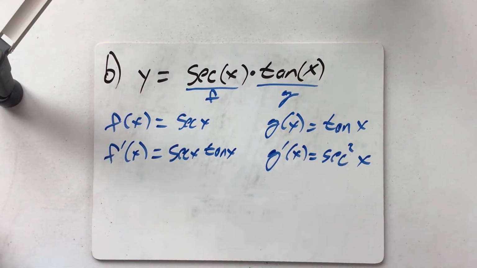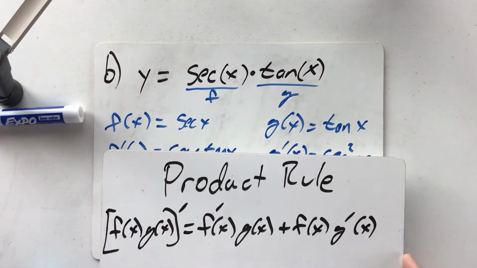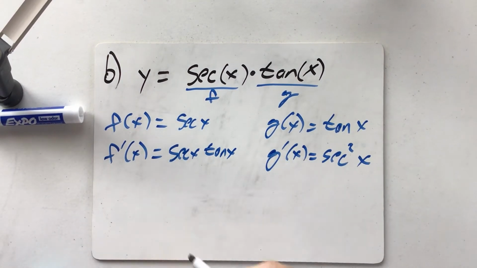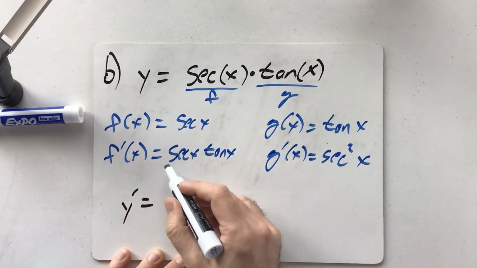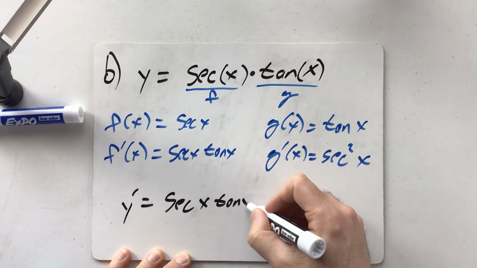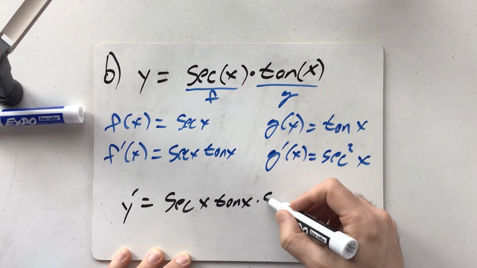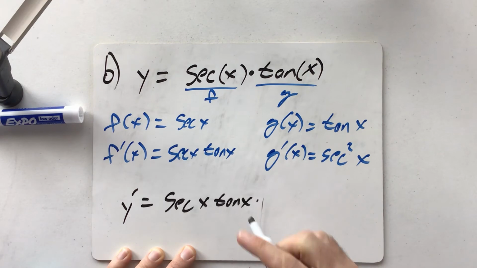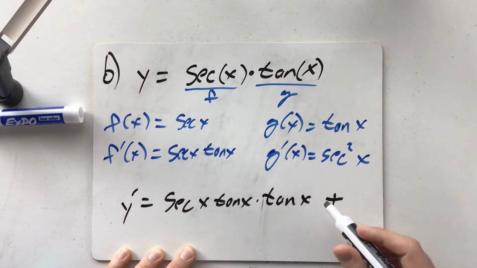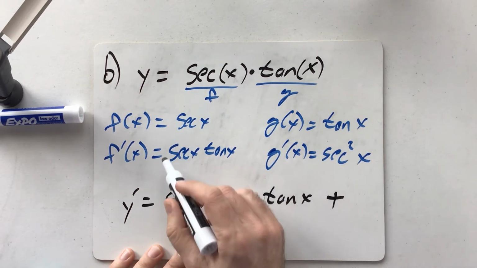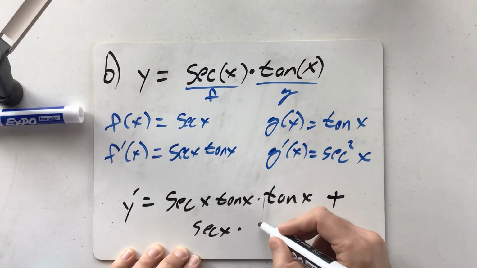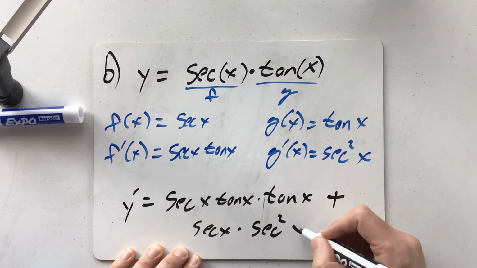But okay, now that we've got these f's and g's put together, it's now just a matter of putting them into our product rule formula. So let's put them in, and we get the derivative of the first, secant x tangent x, times the second, which is tangent of x. And I ran out of space, so I'm going to put my plus and then come right down below, plus the first, which is secant x, times the derivative of the second, which is secant squared x.